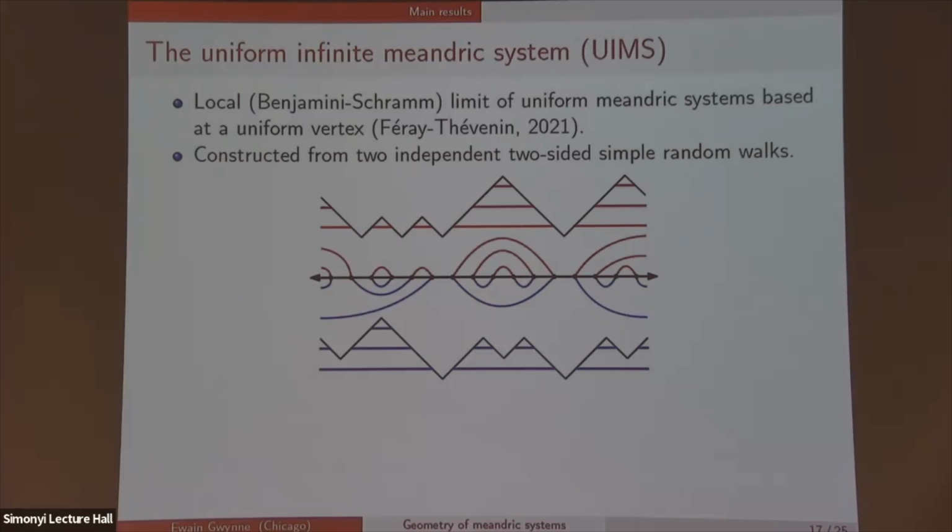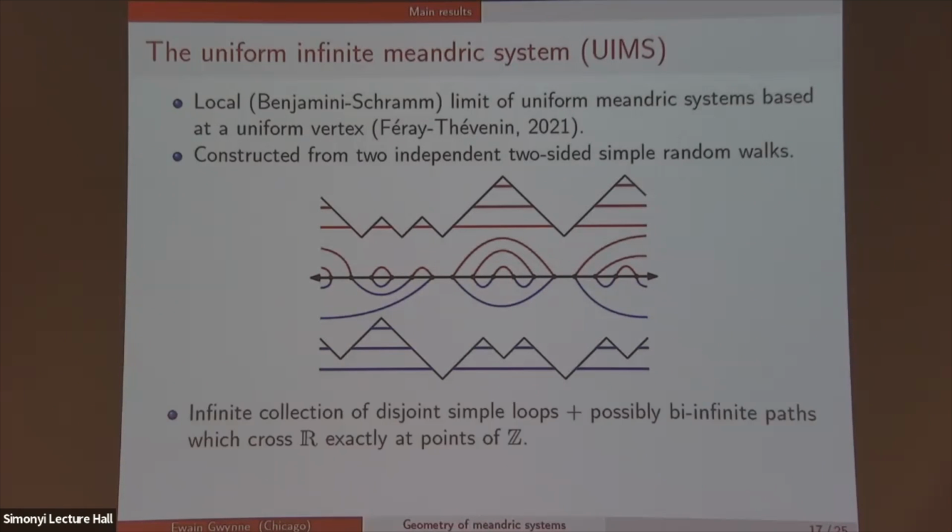Another way of defining a uniform infinite meandric system is to think back to the bijection between meandric systems and pairs of excursions of random walks. And instead of taking two independent uniformly sampled random walk excursions, you take two independent bi-infinite random walks on the integers. And then you do exactly the same construction, and you produce this infinite meandric system. That's the uniform infinite meandric system.